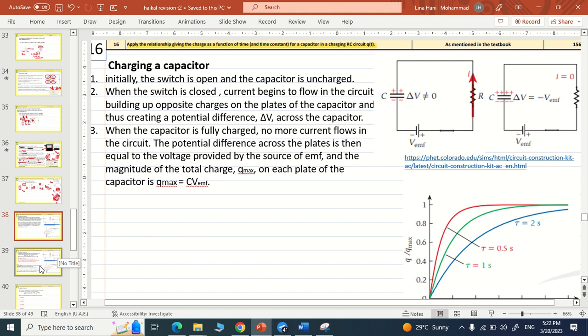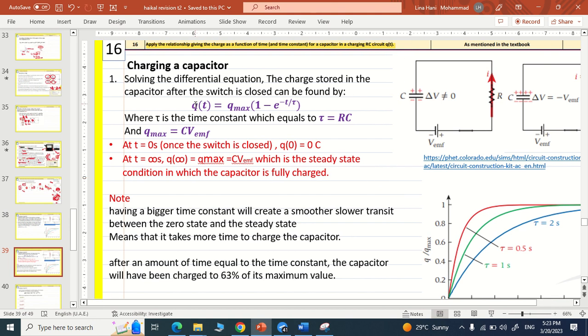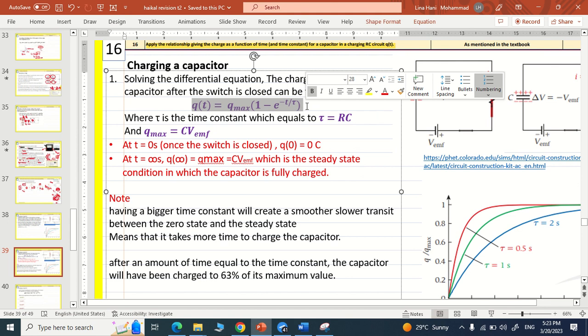Be careful. Maybe in the objective they say charging, but in the exam a discharging circuit comes, so make sure that you study everything and not just the highlighted part. This is the equation, or the charge function with respect to time.